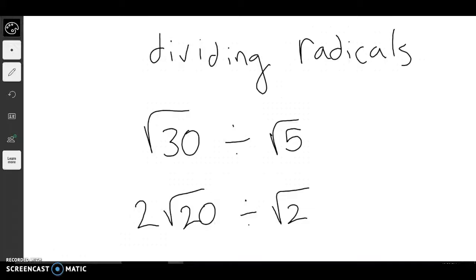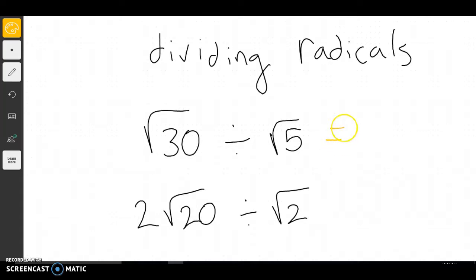Okay, so let's talk about dividing radicals. And dividing radicals and multiplying radicals are really similar. Just like when you multiplied radicals, you multiply the things inside radicals together and multiply the things outside of radicals together. In dividing, you divide things in radicals together and you divide things outside of radicals together.